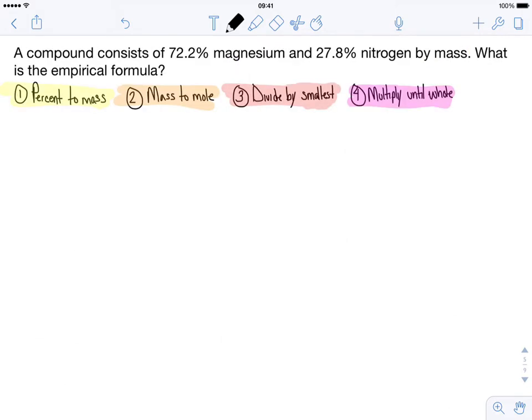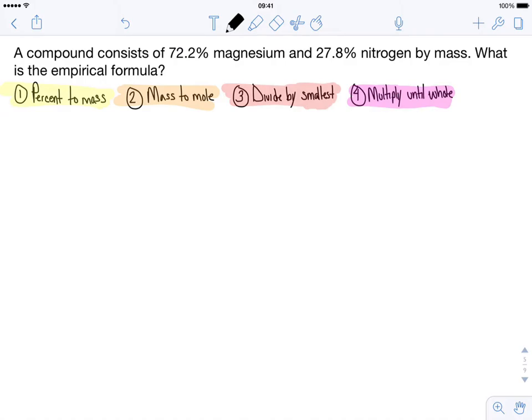Now the next type of question we're going to look at is how to find an empirical formula when we're given percent masses. Now this is by far the most popular type of empirical formula question. And to figure it out, there are 4 steps that we need to follow. And I highlighted the 4 steps in different colors because I'm going to highlight the work in that corresponding color so you could follow along a little bit easier.